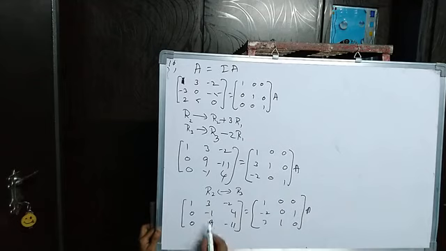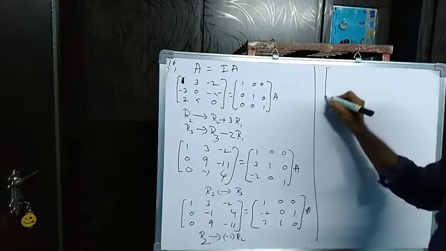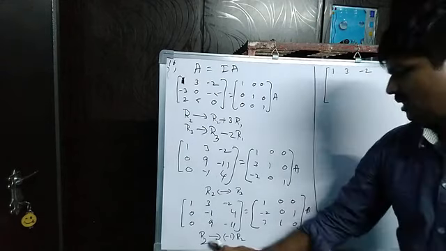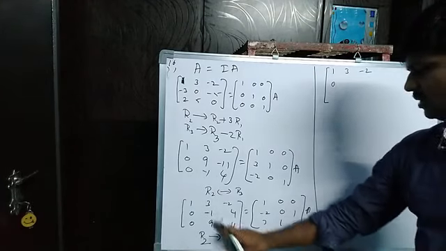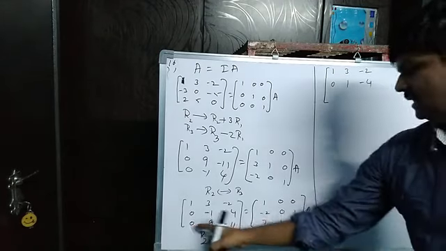Again next, here what I am doing: minus 1 is there, no? So this R2, to make plus 1, R2 changes to minus 1 into R2. Why? Because this minus 1 we have to make as a positive. Okay. Yes. Now come to that one. 1 3 minus 2. R2 changes to minus 1 into R2. Multiply by minus 1. 0 into minus 1 is 0. Minus 1 into minus 1 is plus 1. Minus 1 into 4 is minus 4. Right?